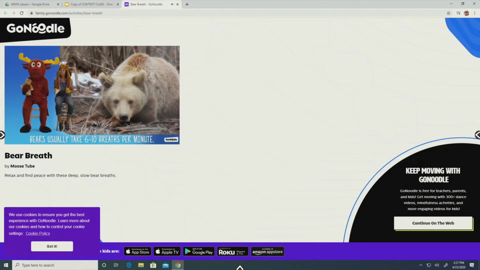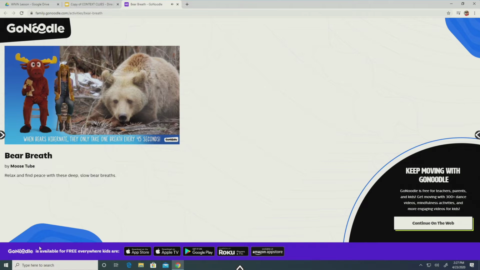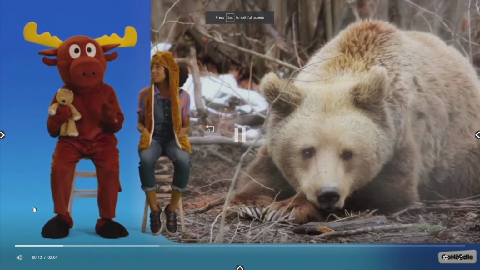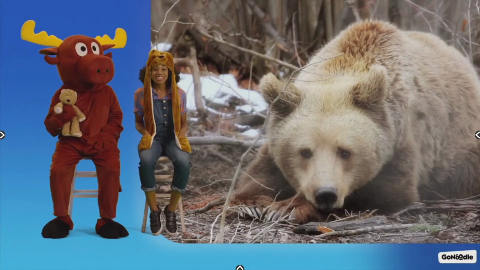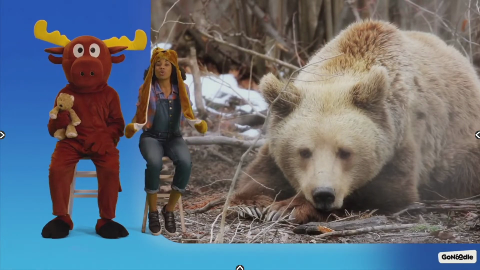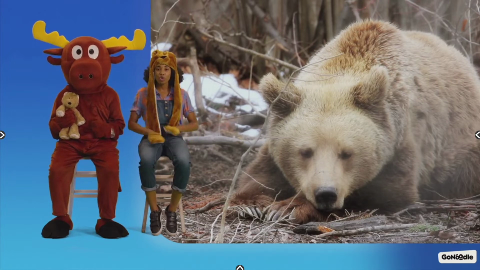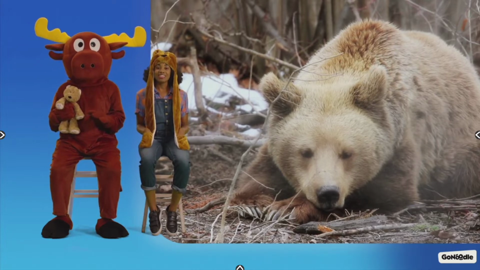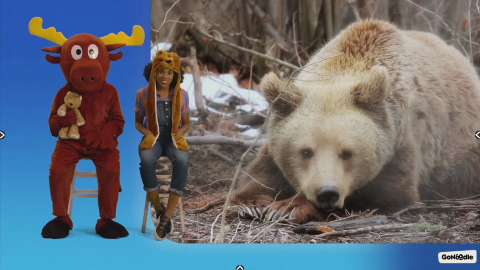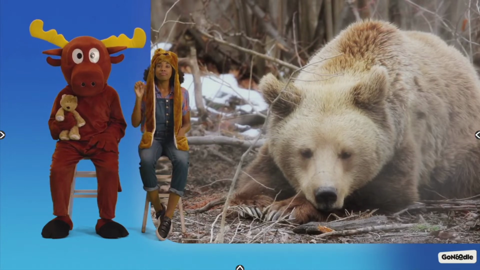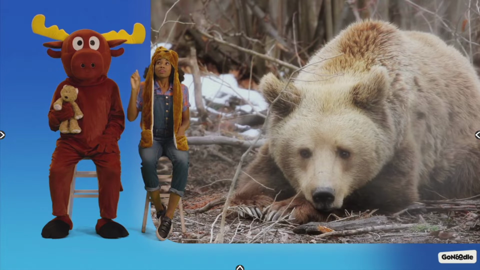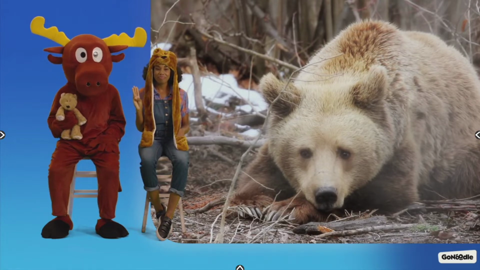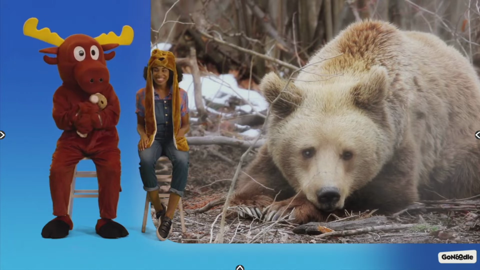6 to 10 breaths per minute, but when they hibernate, they only take one breath every 45 seconds. Whoa. Oh, that's a very little breath. To get your bear breath on, sit down and get really comfortable. Inhale through your nose, pause, and count 1, 2, 3. And exhale again before counting 1, 2, 3. Try it. Oh, these bear breaths are very relaxing.